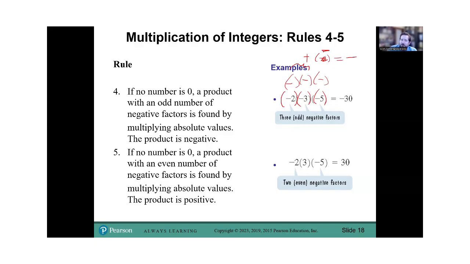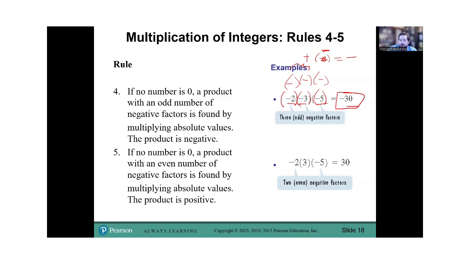And you can always simply just count how many negatives you have. If you have an even number of negatives, they're going to cancel each other out. But if you have an odd number of negatives, then you'll end up with a negative in the end. And then I just multiply the values. 2 times 3 is 6, times 5 more is 30. We just decided by having an odd number of negatives, it would be negative. So I end up with negative 30.